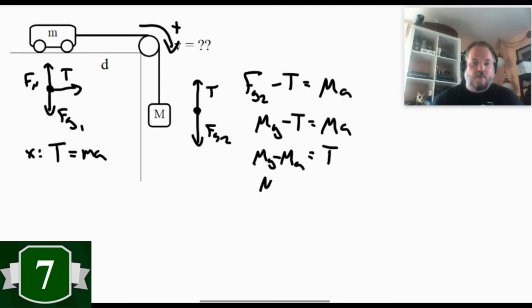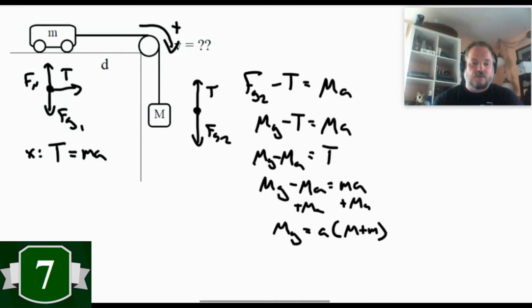So we get big Mg minus big Ma equals little m A. And I guess I shouldn't have moved that thing over, because now I can move this over here, add big Ma to both sides. We get Mg equals A times the sum of the masses. And so A is going to equal big Mg divided by big M plus little m.